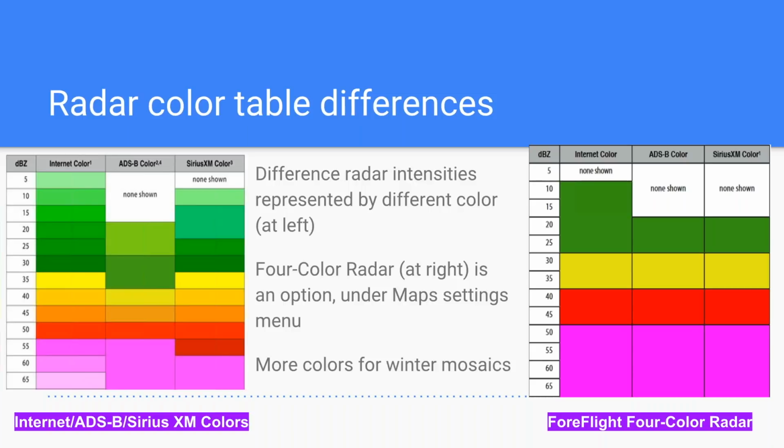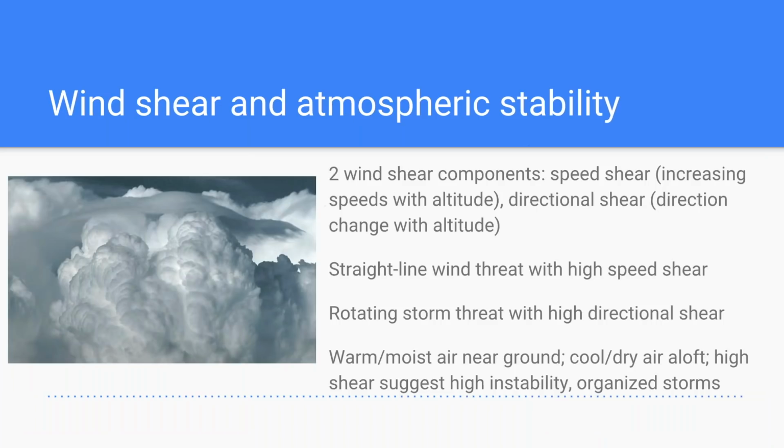Plus, these are only 2 sets of colors. You have additional colors for winter mosaics. The takeaway here, not all radar color tables are made the same. Make sure that you're familiar with the differences between SiriusXM, ADS-B, internet color tables, the 4 color tables. Plus, as we get into the winter season, you've got to pay attention to those as well.